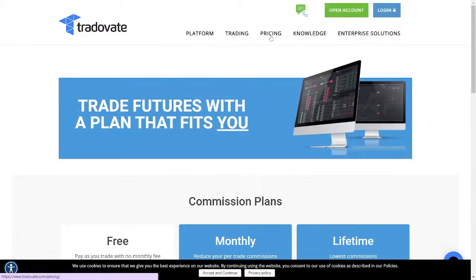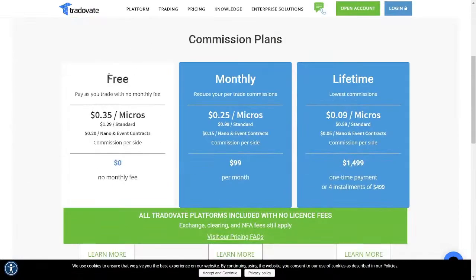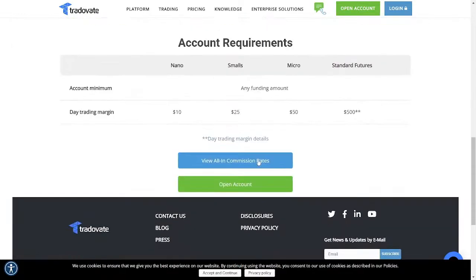Now over here on pricing, you can see that they offer a free option, a monthly and a lifetime fee as well. Since the acquisition of Tradovate by NinjaTrader, these fees now match what NinjaTrader does because they're a very similar platform, though Tradovate's focus is more on the web-based and mobile-based application. And their charting platform does look different than the NinjaTrader desktop-based platform. Their commissions and fees should look very similar to NinjaTrader. And here you can view all of their commission and fee rates.